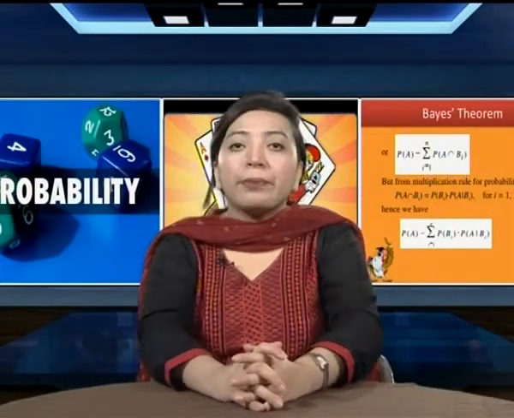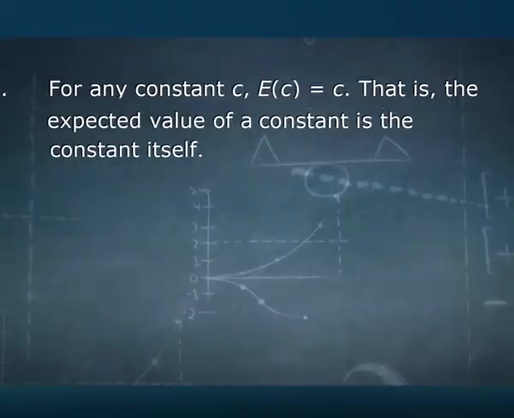Let's see some of the properties of expectations. First one, for any constant c, the expected value of c will be equal to c. That is, the expected value of a constant is the constant itself.